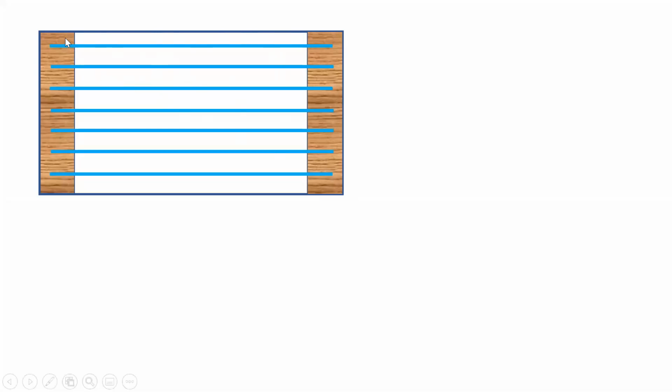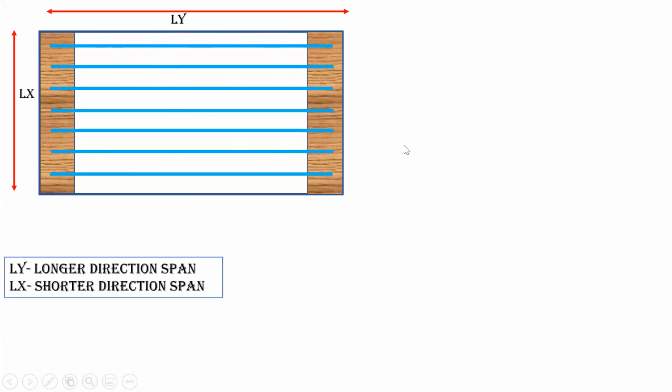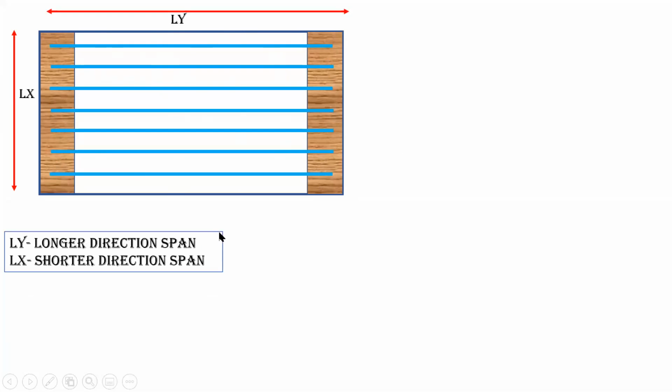So here the slab is supported on two supports. Let us say this is one support and this is the second support, right? So let us consider this as Lx, that is the shorter direction, and let us consider this as Ly, which is a longer direction. So Ly is the longer direction span and Lx is the shorter direction span.